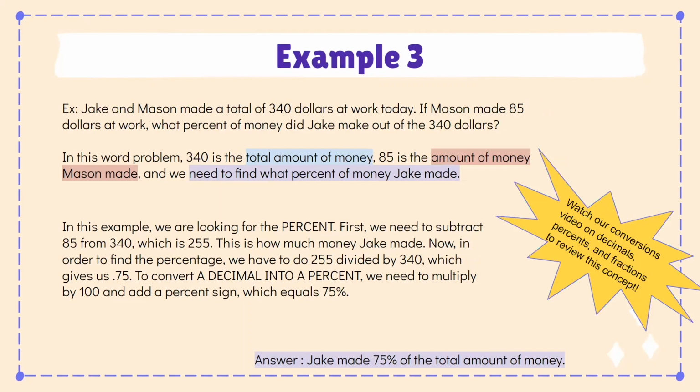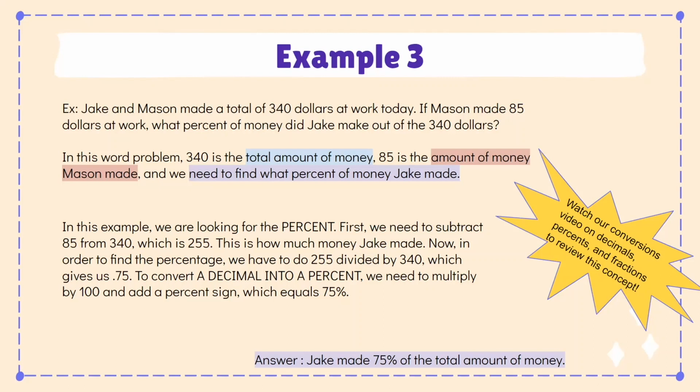Jake and Mason made a total of $340 at work today. If Mason made $85 at work, what percent of money did Jake make out of $340? In this word problem, 340 is the total amount of money. 85 is the amount of money Mason made, and we need to find what percent of money Jake made. In this example, we're looking for the percent.